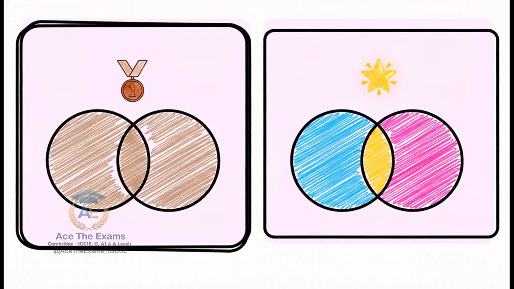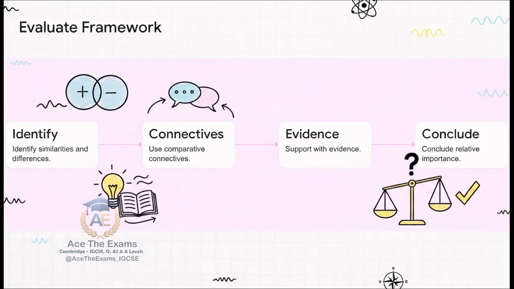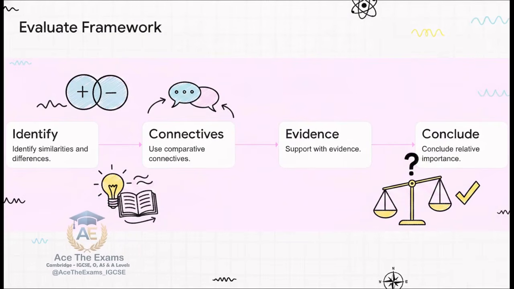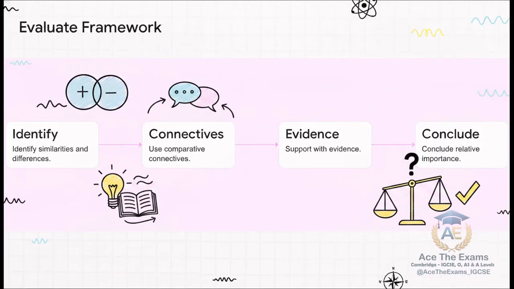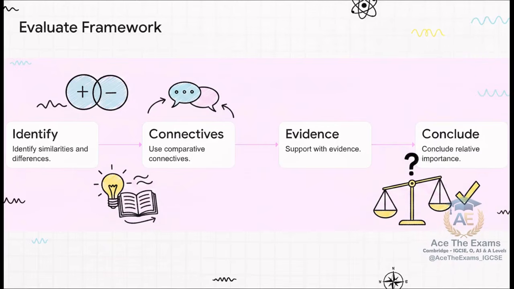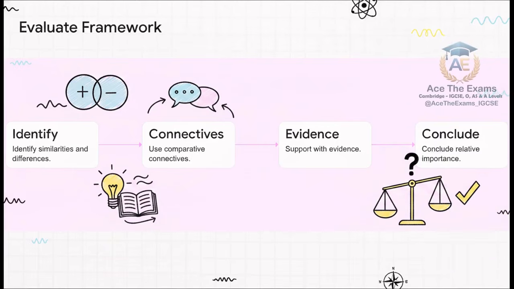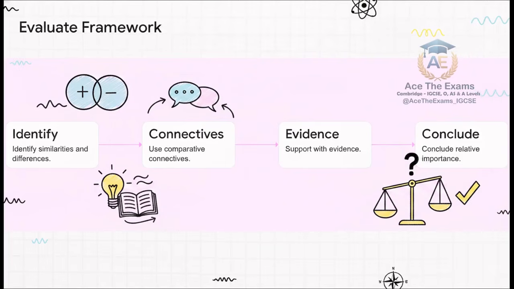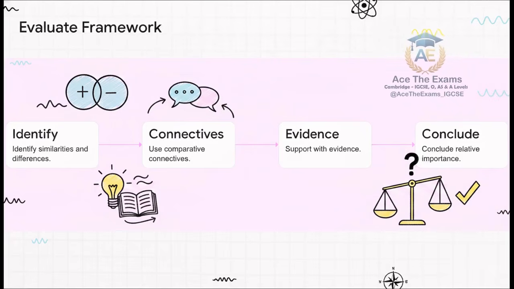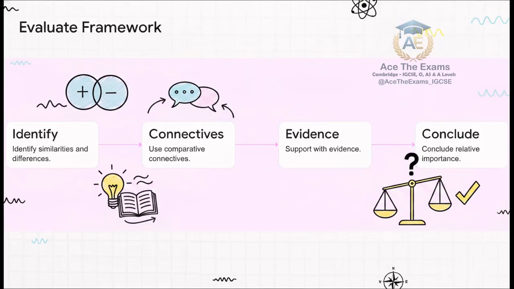Wow! See the massive difference in quality? That is critical analysis in action. To guarantee you hit that top-tier level every single time, here is the specific evaluative framework you need to memorize. First, always identify both similarities and differences. Never just look at one side of the coin. Second, use comparative connectives. Words like whereas, conversely, however, or in contrast act as massive flashing signposts to the examiner that you are actively engaging in comparison. Third, support every single comparison with specific evidence extracted from the physics syllabus or the data provided. And fourth, conclude the relative importance based entirely on the context of the question asked.